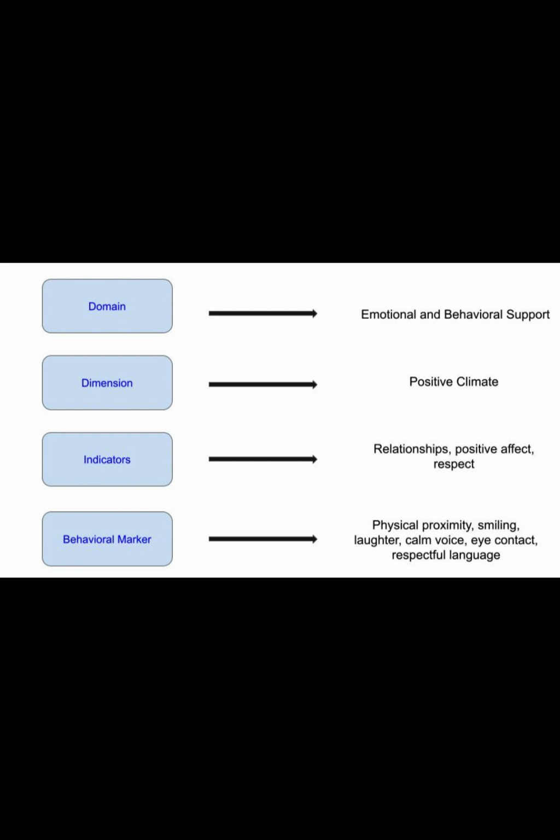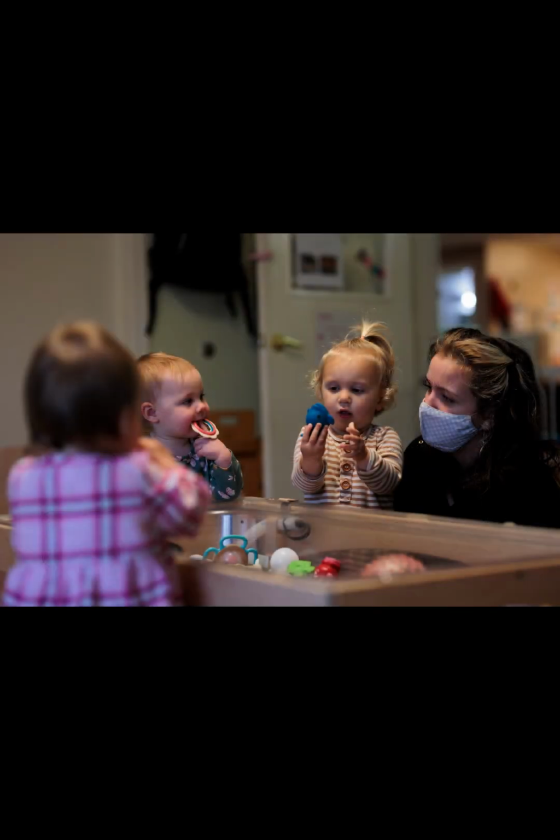Positive climate reflects the connection between the teacher and children and the warmth, respect, and enjoyment communicated by verbal and nonverbal interactions. With CLASS, we look for the following indicators of positive climate: relationships, positive affect, and respect. In classrooms with strong positive climate, teachers and children have warm, supportive relationships with each other and clearly enjoy being together. Children and teachers laugh and smile together. Teachers demonstrate respect by speaking to children with warm, calm voices and providing children with their full attention.